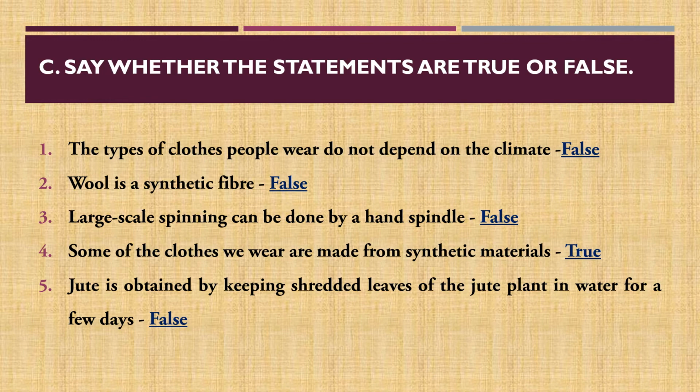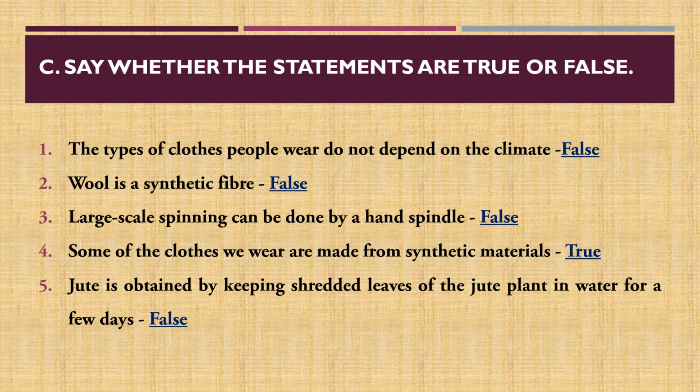Natural fibers are found in nature. Synthetic fibers are obtained from chemicals. Synthetic fibers are made from human made materials. Natural fibers are plant and animal fibers. Wool is an example for animal fiber.